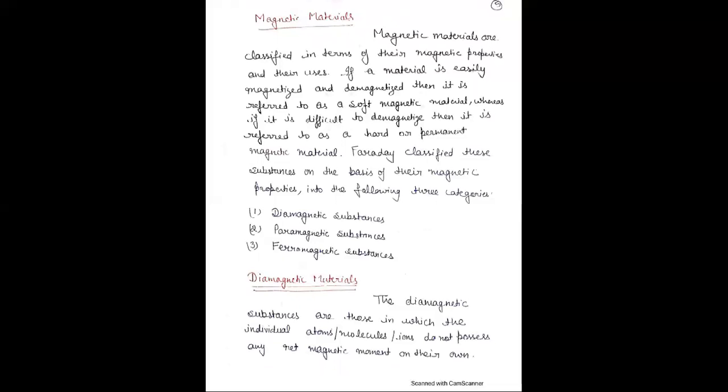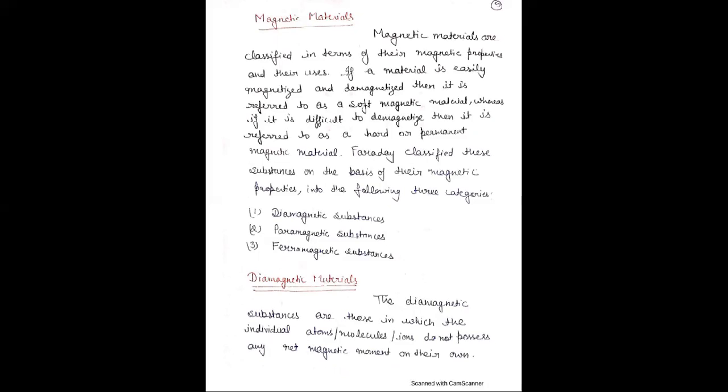Now the next topic is magnetic materials. Magnetic materials are classified in terms of their magnetic properties and their uses. If a material is easily magnetized and demagnetized, then it is referred to as a soft magnetic material. Whereas if it is difficult to demagnetize, then it is referred to as a hard or permanent magnetic material.